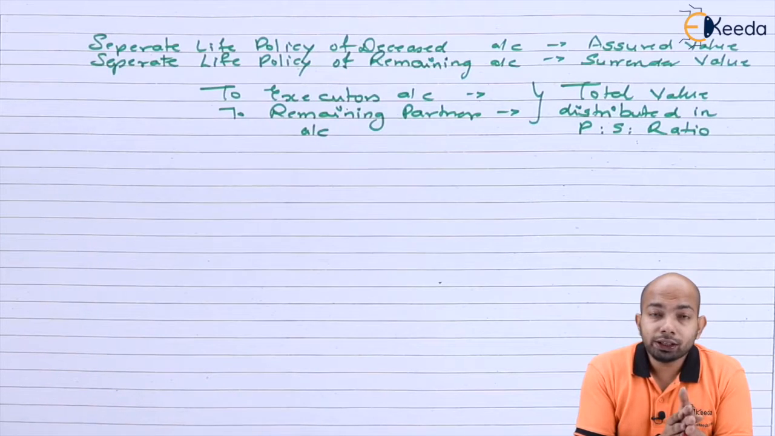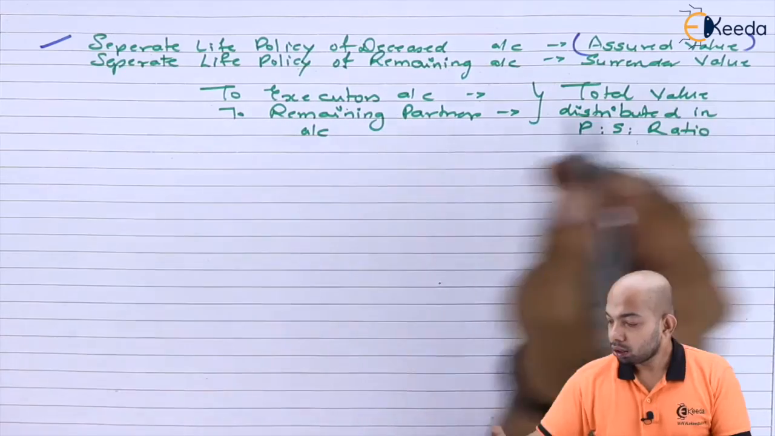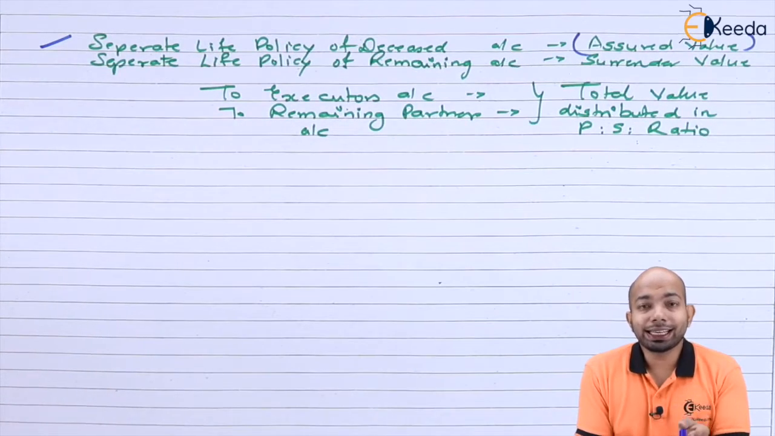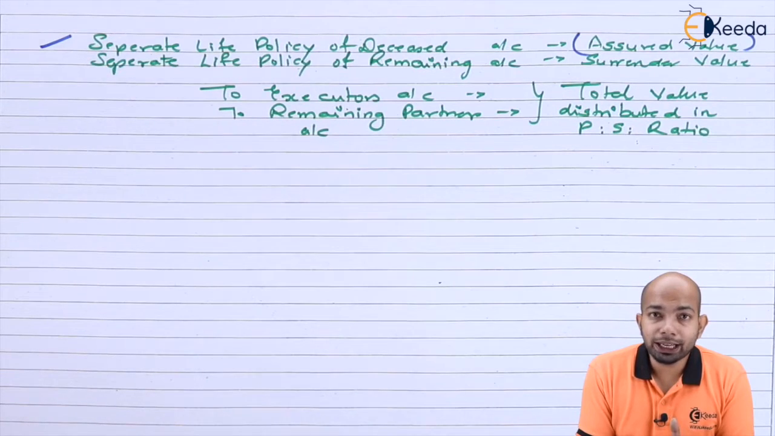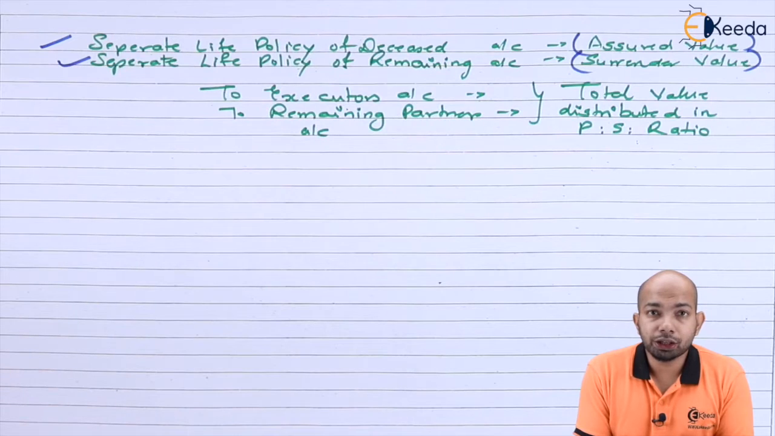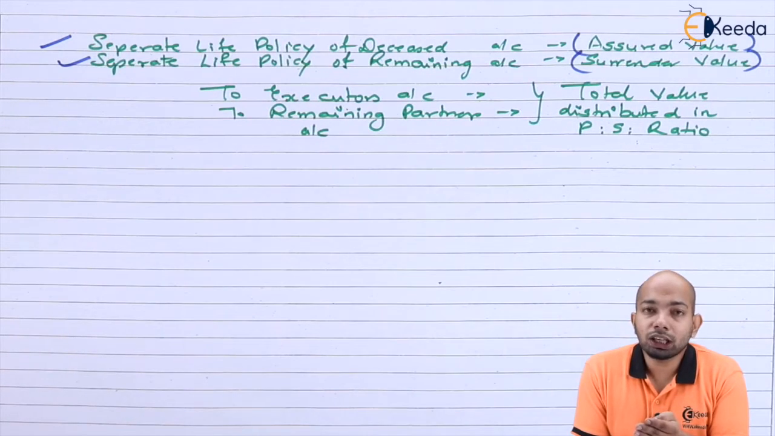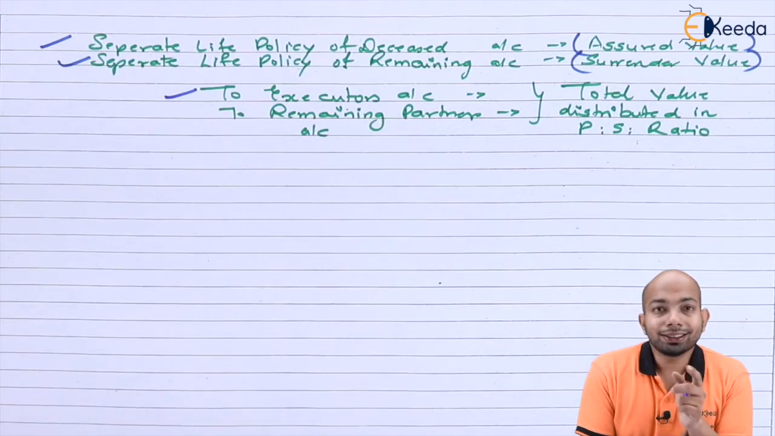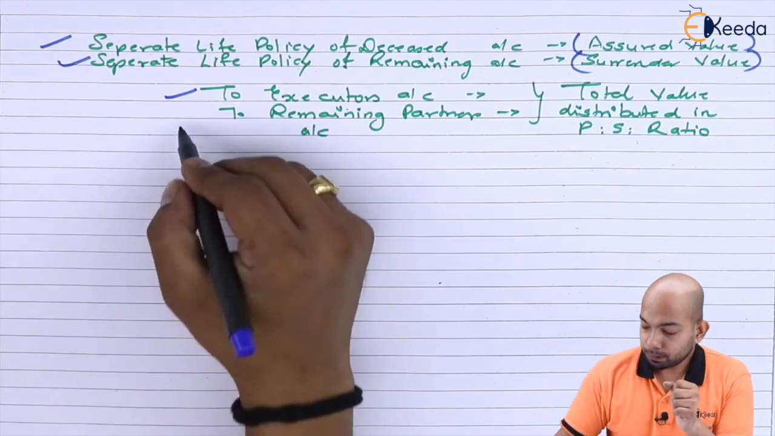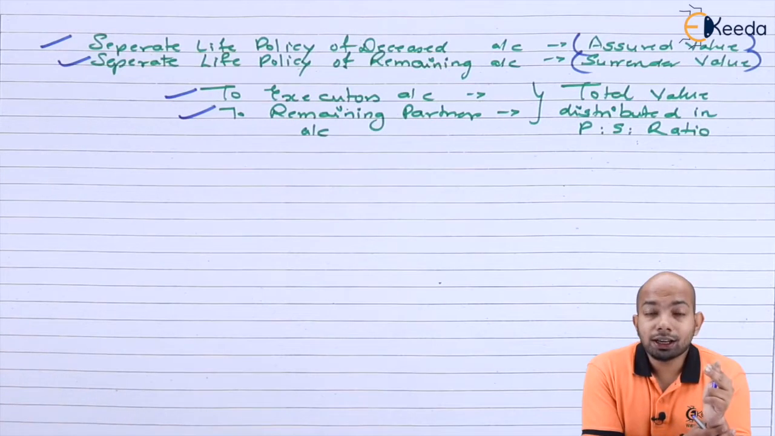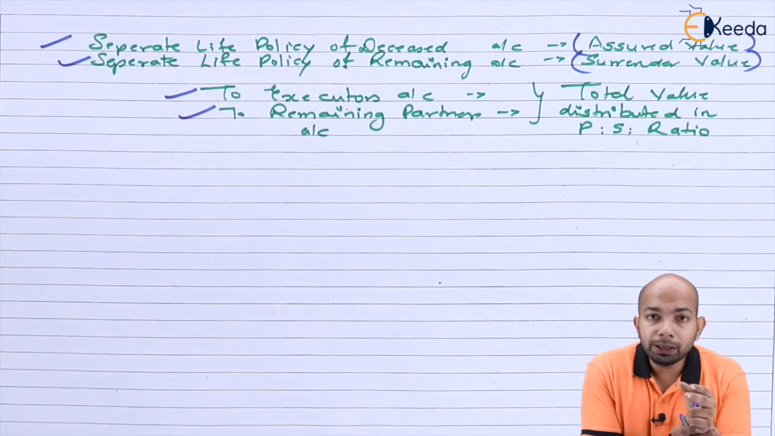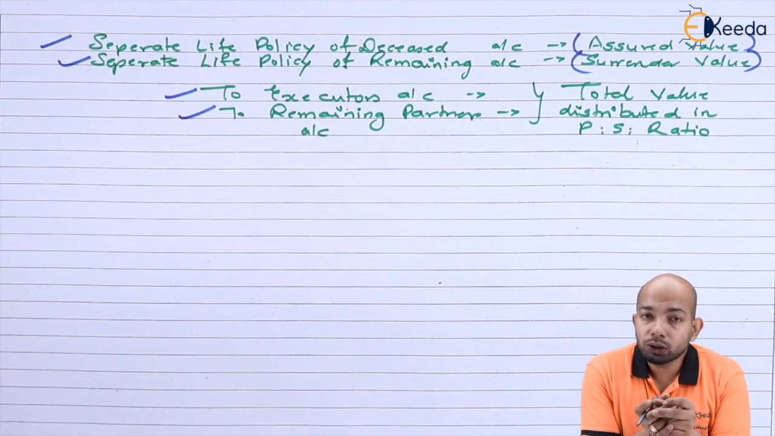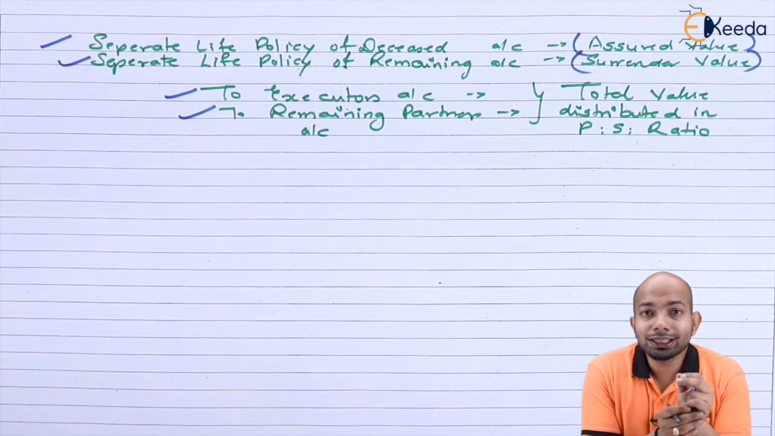Now the second entry that we will be passing here is this. Separate life policy of the deceased partner will have the assured value mentioned here. Second, separate life policy of the remaining partners will have the surrender value mentioned here. This will be debited, and the accounts that will be credited here are first the executor account, which is related to the deceased partner, and the second one is the remaining partners. The total of both the surrender value and the assured value will be further segregated or divided between all the partners in the profit sharing ratio. This is how it has to be dealt with.